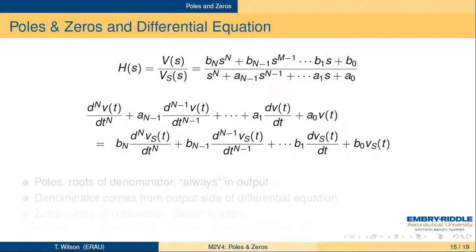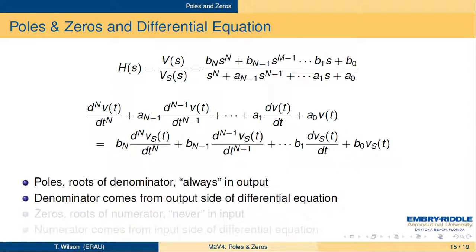The input side of the differential equation, which determines the numerator of the network function, determines where the zeros are. The poles, the roots of the denominator, are always, and that's qualified always, because if you've got a repeated pole or if you drive at a pole, you're going to get a t times the exponential in the output also. And that comes from the output side of the differential equation. So the poles have to do with the output. Those are the signals that are in the output. They determine the rates of the exponentials that are always in the output.